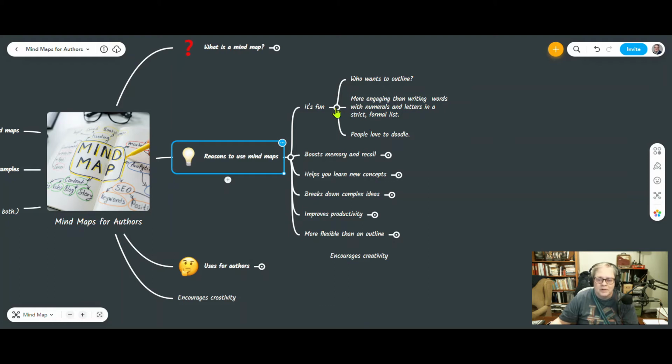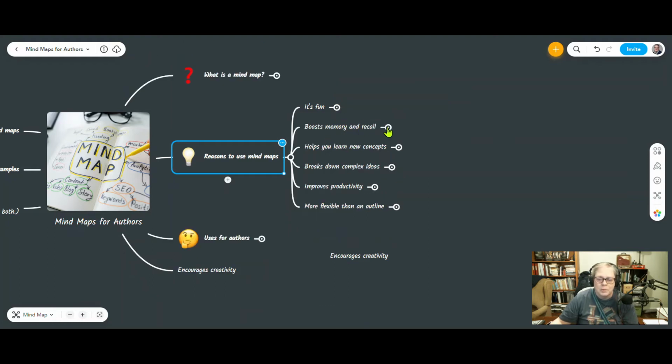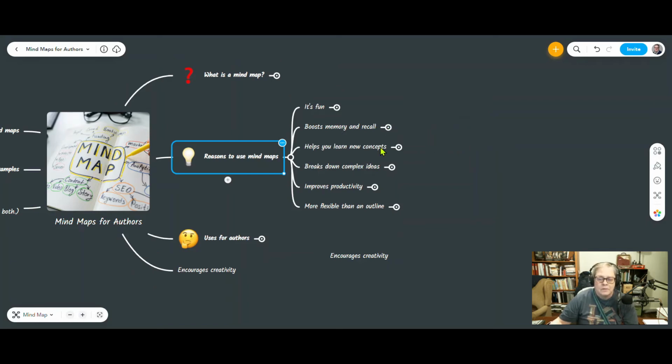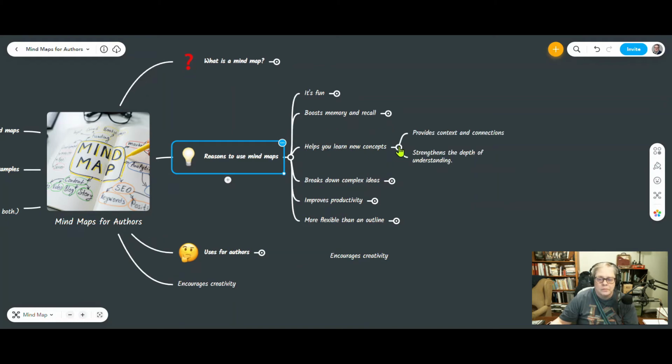It is more fun. It boosts memory and recall. Humans think in imagery, not printed words. Use that to your advantage. Studying and revising mind maps raises retention by 10 to 15%, according to a couple of studies. Mind mapping helps you learn new concepts by providing context and connections and strengthening the depth of understanding.